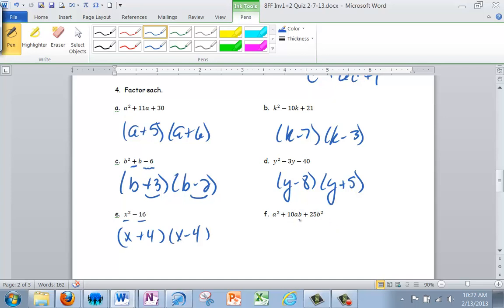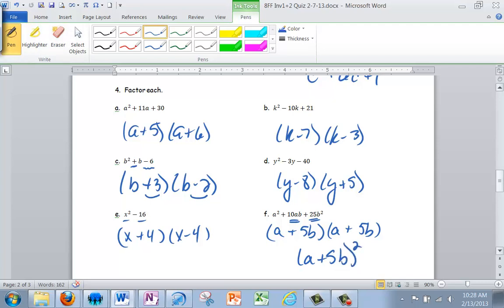I know we did a couple like this. Remember the variables, the rules don't change just because it's more complicated. So a squared is a and a. 25b squared is 5b and 5b. So then what happens is your middle term gives you an automatic ab, which is what you're looking for here. So you put plus signs in there, then it comes out to be 10ab. And then if you wanted to, you could rewrite this as a plus 5b, whoops, forgot my b, a plus 5b squared. So either one of those would be acceptable for me.